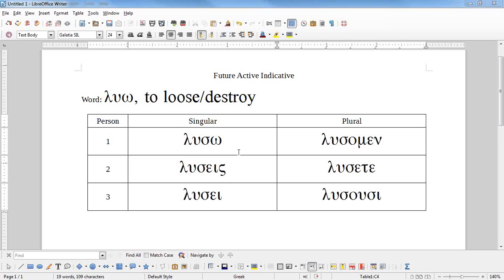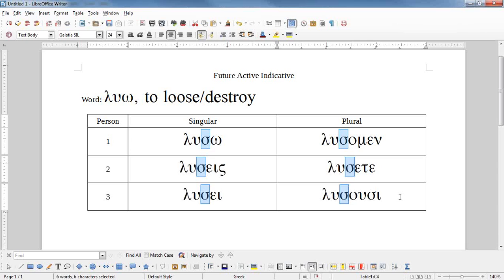Okay, so that is our future active indicative. The biggest clue, you guys, is this tense suffix right here. If you have a sigma following the stem and before the verb ending, that lets you know that it is a future tense. Okay, luso, luseis, luse, lusomen, luseté, lusousi. So very good.